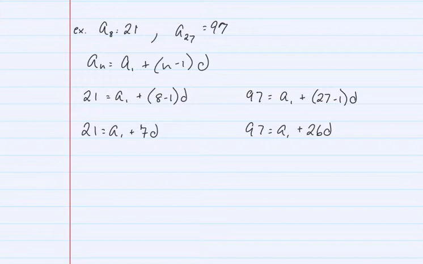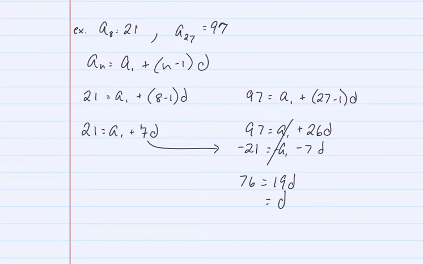Alright, I have two equations and two variables now, which means I can use a system of linear equations. So I'm going to go ahead and line them up vertically. I'm just going to move this one over here and subtract it. So this is a negative 21 minus a sub 1 minus 7d. And I will get 76 equals, these two will cancel out, 19d, therefore d equals 4.